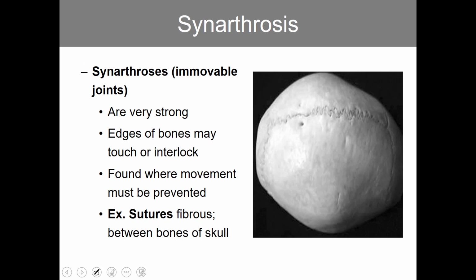So synarthrotic joints are immovable. They're very strong. In fact, the edges of the bones may actually interdigitate with the neighboring bone or interlock. These are found in areas where movement must be prevented, such as the sutures of the skull. I know you probably would never have considered sutures a joint, but by definition, where two bones come together, you have a joint. Therefore, this is a joint. It's just a synarthrotic joint, one that is immovable.